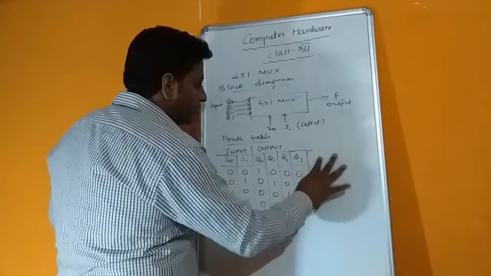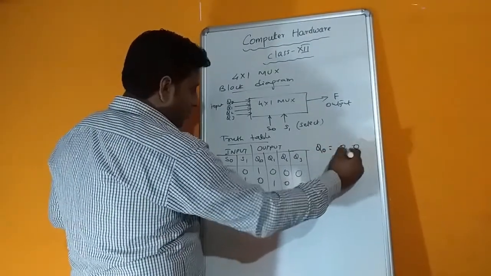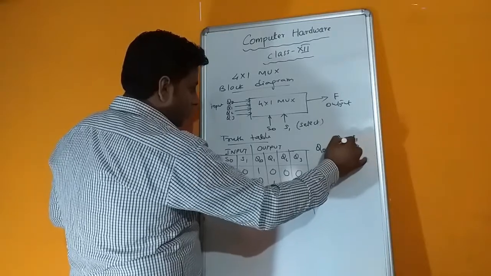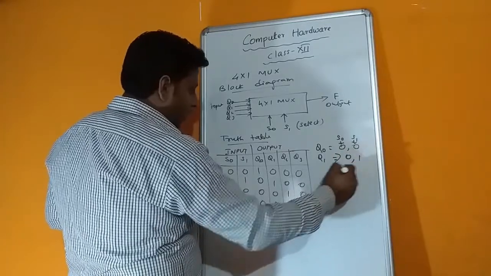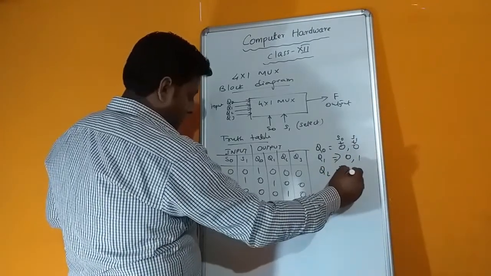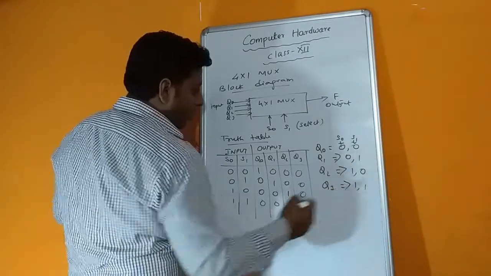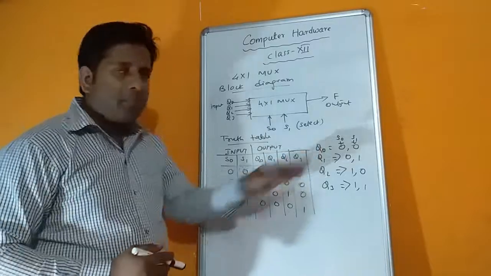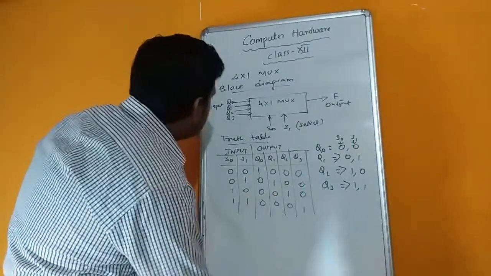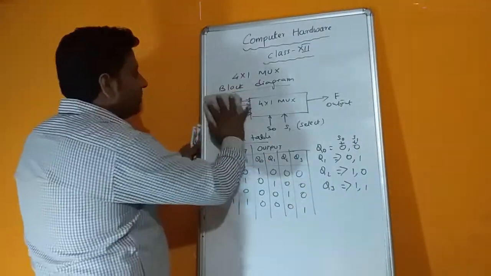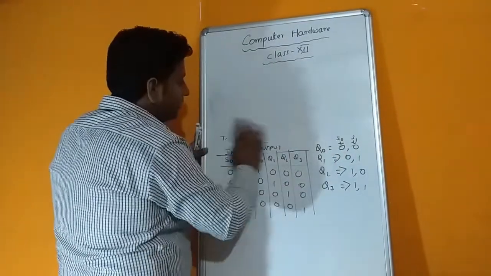Here again you have to write the value for Q0, that is 0, 0. This is S0, this is S1. And Q1 will be 0, 1. Q2 will be 1, 0. And Q3 will be 1, 1. This truth table part is similar to decoder part. Okay. So children, now we'll move to the circuit diagram. So see here, circuit diagram how we'll be drawing.